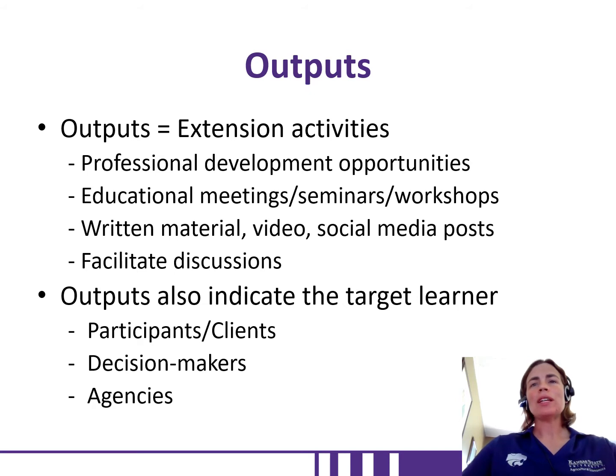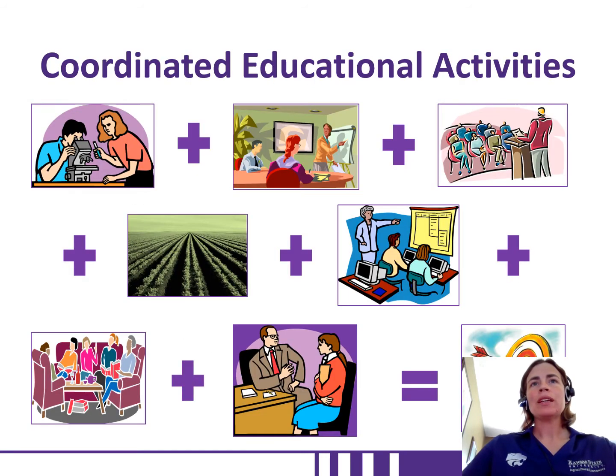Outputs also indicate what the target learner or audience is going to be. So most of the time this is participants or clients that we work with in K-State Research and Extension. They might be decision makers in the community or other agencies that you're working with that you plan to target to deliver this educational material to.